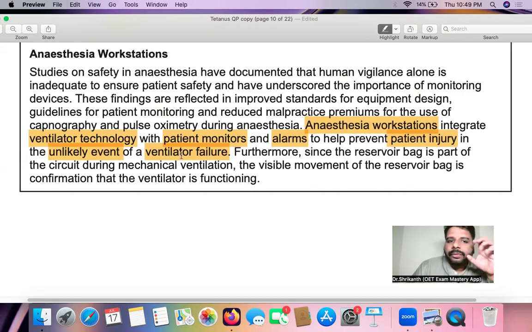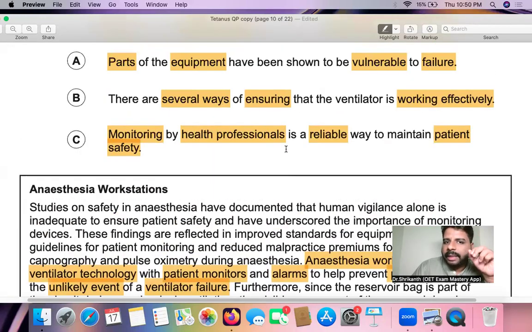But if there are patient monitors and if there are alarms, then what will happen? These monitors and alarms will inform the people that the ventilator is no longer working properly, that there is a ventilator failure, and we can very quickly come and save the patient. Right. So don't you think we have read this in answer option B?